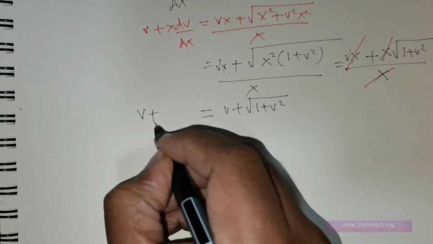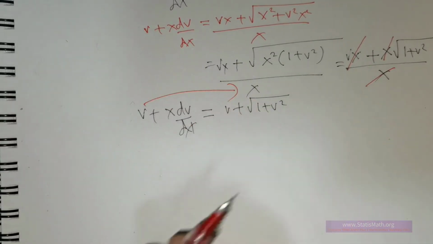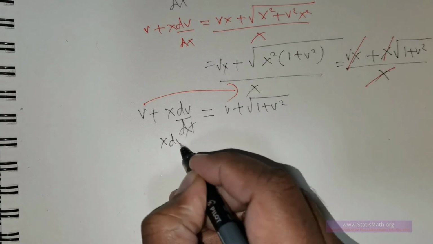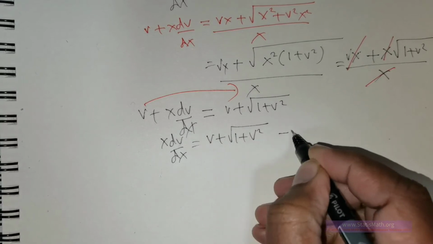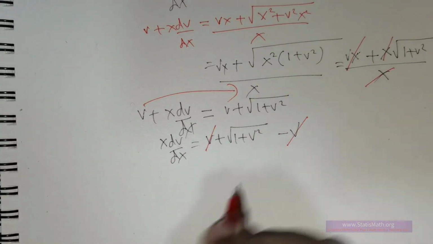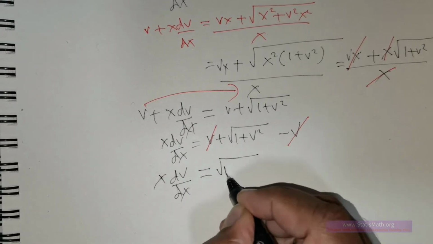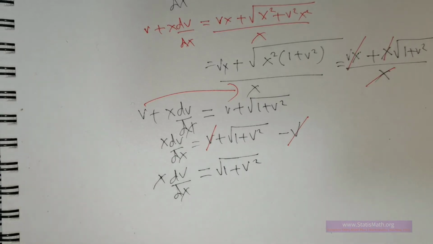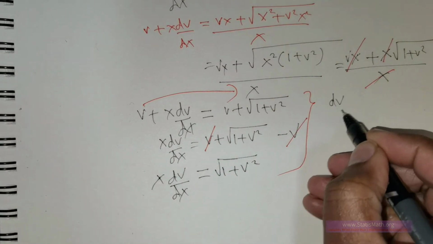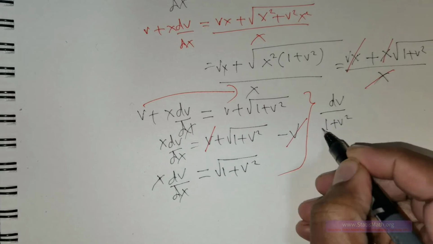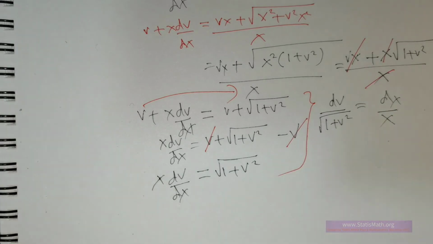On the left I've got v + x dv/dx. Now moving the v to the right gives me x dv/dx = v + √(1 + v²) − v. The plus v and the minus v cancel, giving x dv/dx = √(1 + v²). Now using the variable separable technique, I can rewrite this as dv/√(1 + v²) = dx/x, moving dx and bringing the x down.